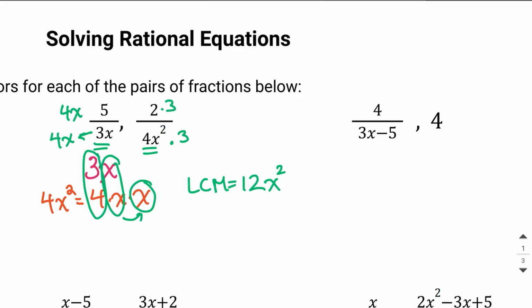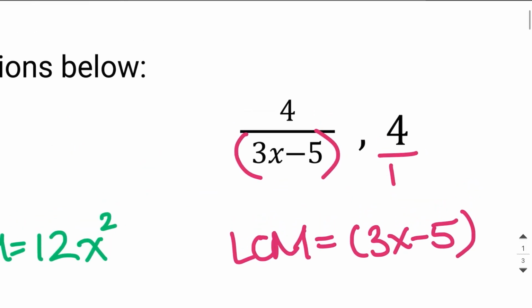In this next example, the second denominator is 1. So right here, our LCM is going to be this factor, which is 3x minus 5. Because this denominator has a factor of 1, there's technically a 1 in front, but I don't really need to put that. So we can just say our LCM here is plain and simply 3x minus 5.